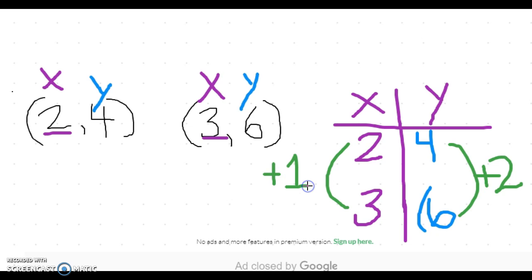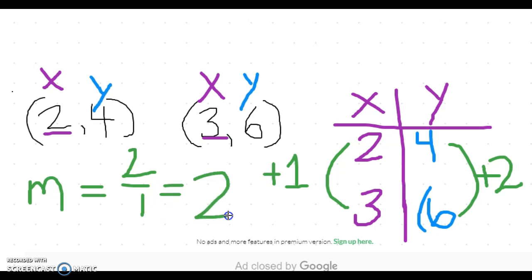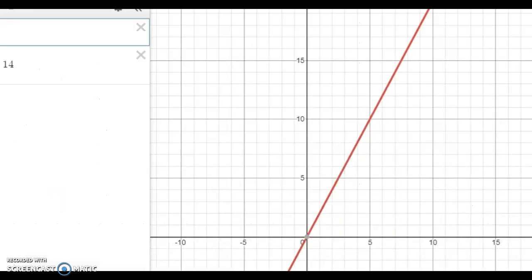Okay. So now when I do that ratio, I have to do change in y divided by change in x. So if I come over here and say m, because we use the variable m to represent slope, positive 2 divided by positive 1 gives me a slope of 2. Now I'm going to come over to my graph and add the points (2, 4) and (3, 6).